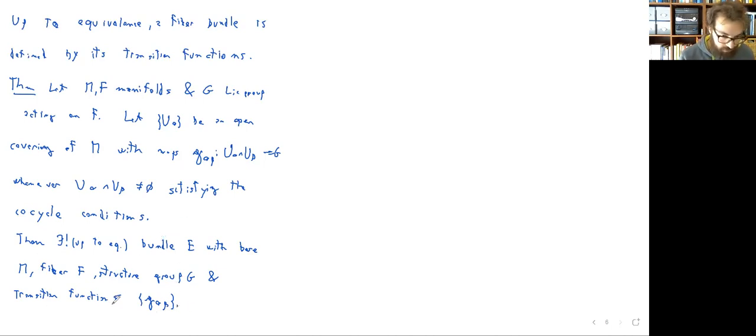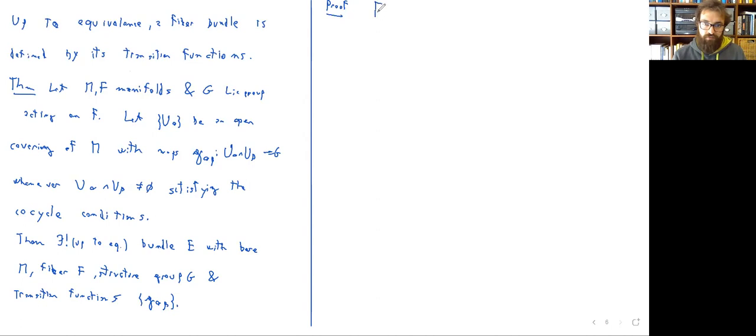So yeah, this is what I was trying to say before, that if you are given some fibers and some transition functions, then there is just one bundle which has precisely those. So let's prove this. Okay, so how would you define this bundle? The idea is just define something and then prove that it has all its properties. You define it as the disjoint union of U alpha times F, which is like your local trivialization. And then you make a quotient.